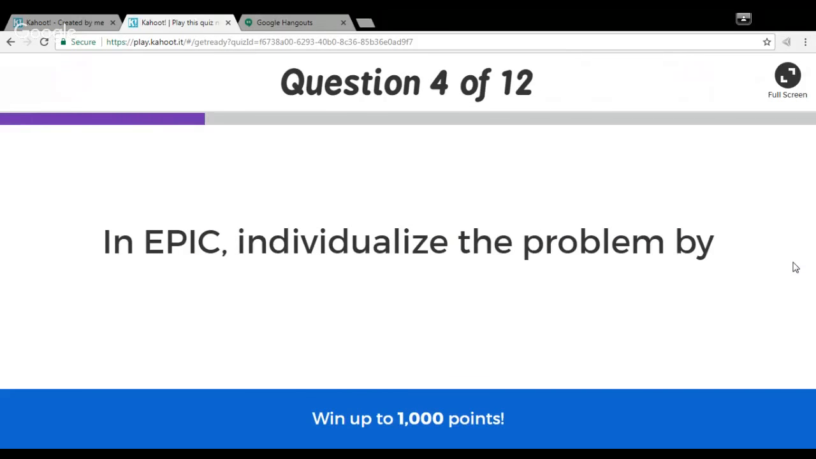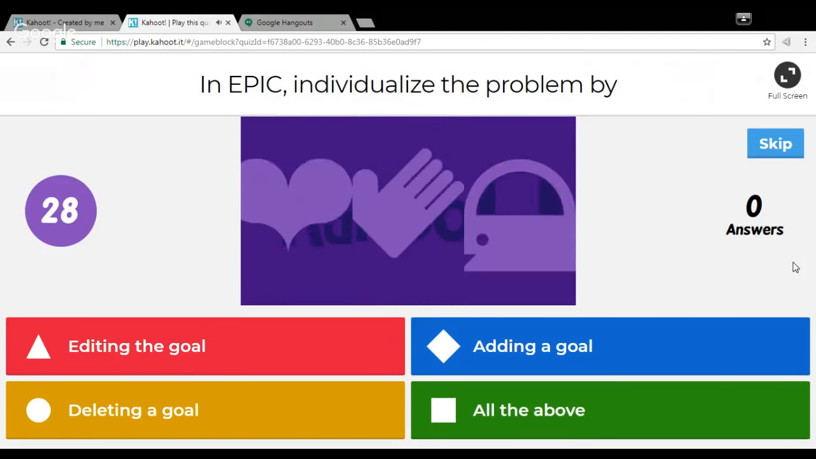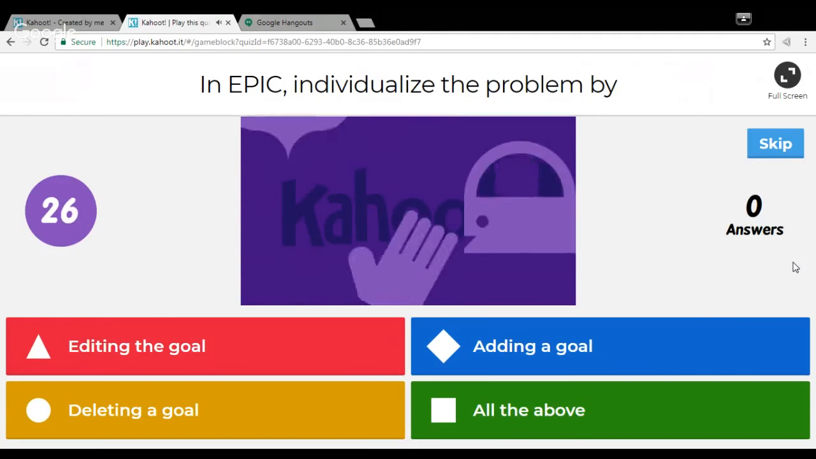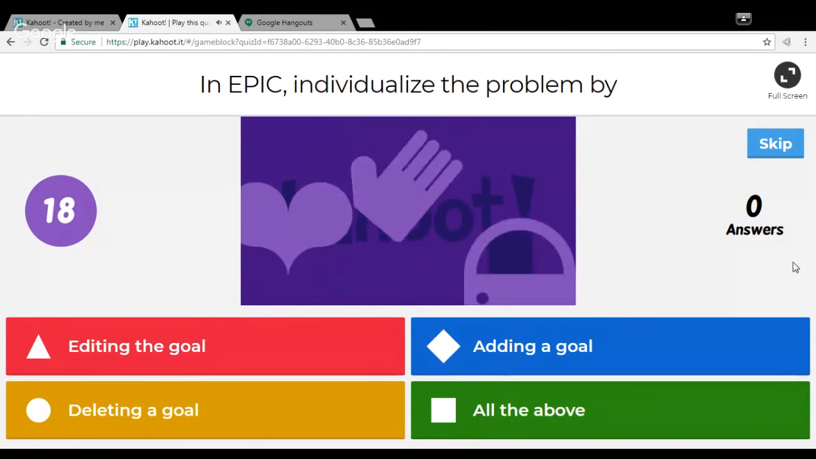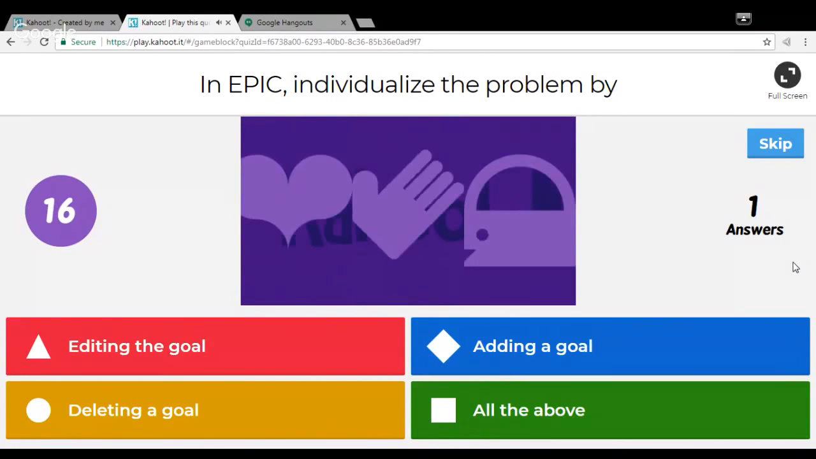Let's go to question 4. In EPIC, individualize the problem by editing the goal, deleting a goal, adding a goal, or all of the above. Editing the goal, adding a goal, deleting a goal, or all of the above. In EPIC, how do you individualize a care plan?